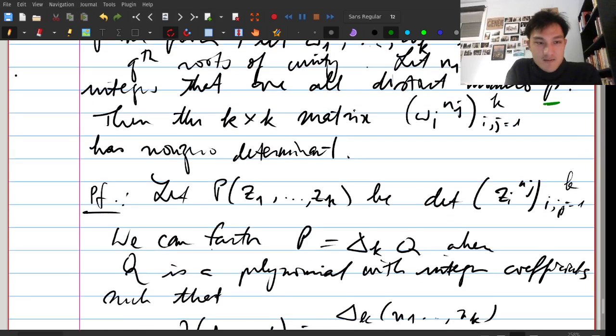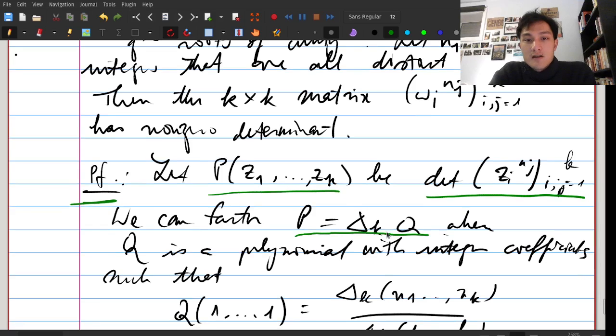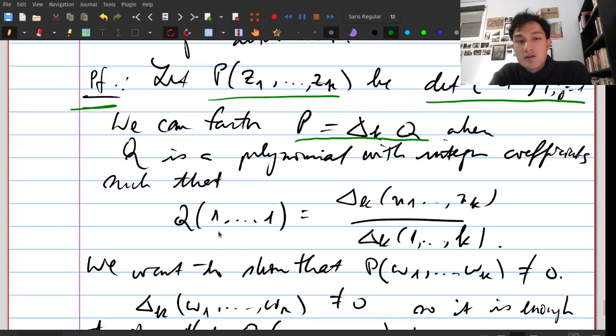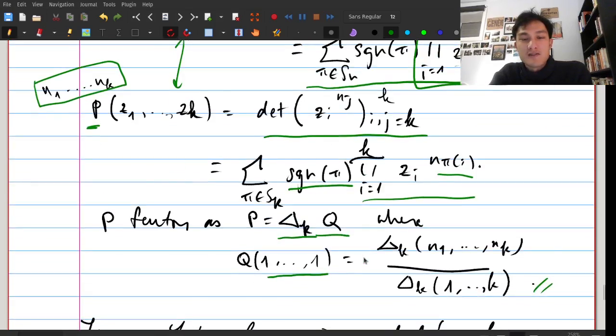So in the first line of the proof I say that. Let P of Z1 through Zk be this determinant, Zi to the nj, okay? And we can factor P, we know that, as delta K times Q, where delta K is the Vandermonde determinant, and Q is some polynomial with integer coefficients, such that Q of all ones is equal to delta K of N1 through Nk over delta K of 1 through K. Okay, that's literally up here. It's in what we know. That was in the previous video.